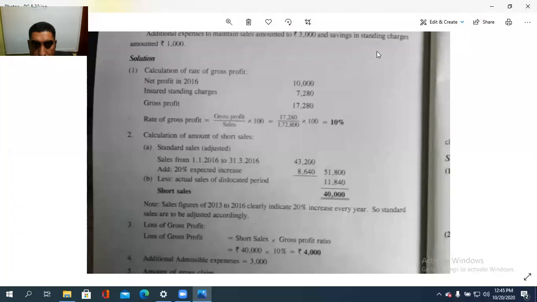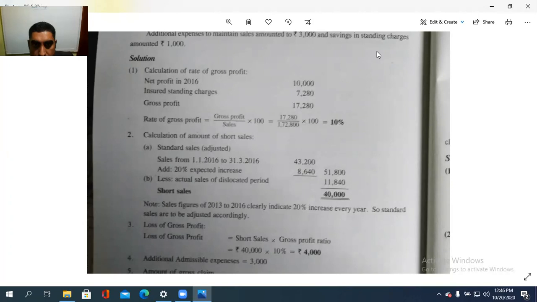So here, see, the sales figures of 2013 to 16. 1 lakh is the first one, then the second year 1,20,000, then the third year 1,44,000, like that. So 20% increase. So assuming there is an increase of 20% this year also after the 172,800. So that is the 20% expected increase of what? We will check it. 43,200, that one. 20% is 8,640.